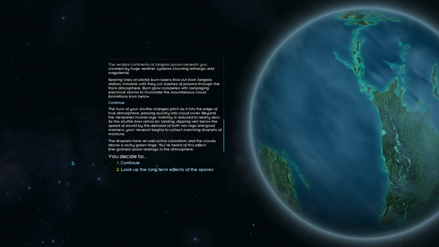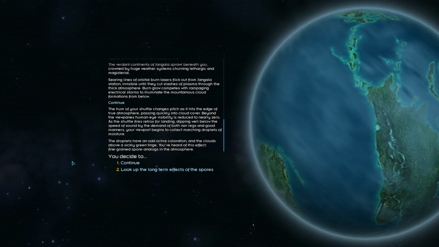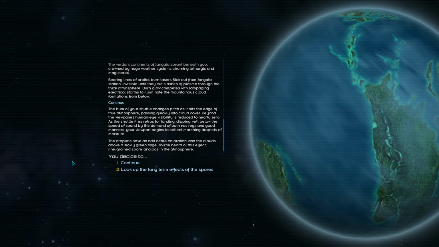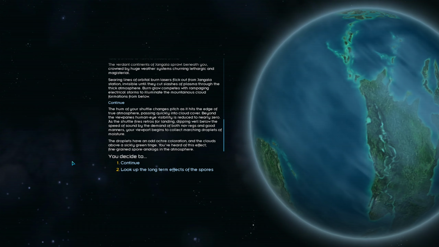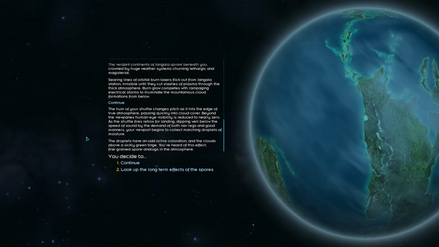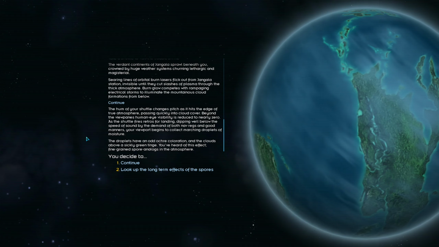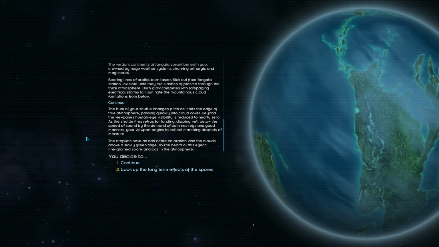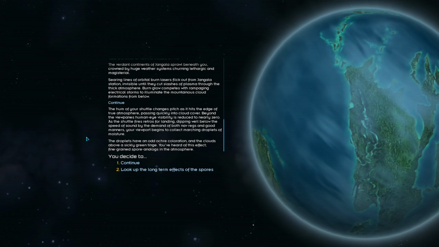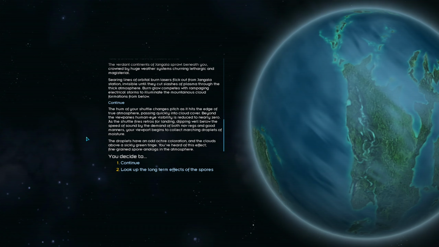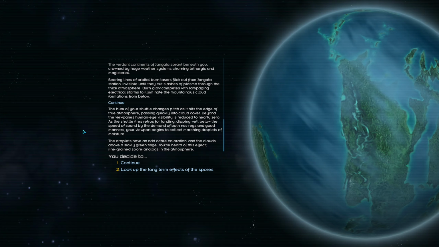The hum of your shuttle changes pitch as it hits the edge of true atmosphere, passing quickly into cloud cover. Beyond the viewpoints, human eye visibility is reduced to nearly zero. As the shuttle fires retros for landing, dipping well below the speed of sound by the demand of both nav rigs and good manners, your viewport begins to collect marching droplets of moisture. The droplets have an odd ochre coloration, and the clouds above a sickly green tinge. You've heard of this effect, fine-grained spore analogs in the atmosphere.